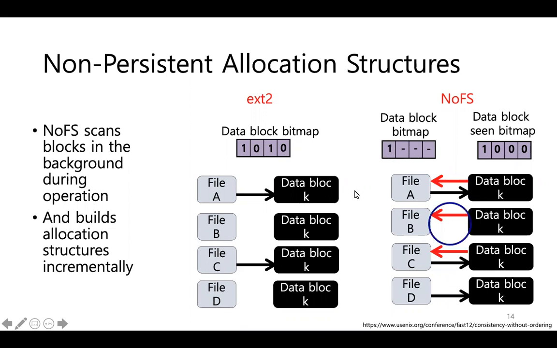We go to file B, and we see that when we've read this data block, we notice that the back pointer points to file B, but file B doesn't point to this one. So there's a disagreement on who owns the block, and we just mark it as free because it doesn't belong. And then we repeat the process for the rest of the blocks.